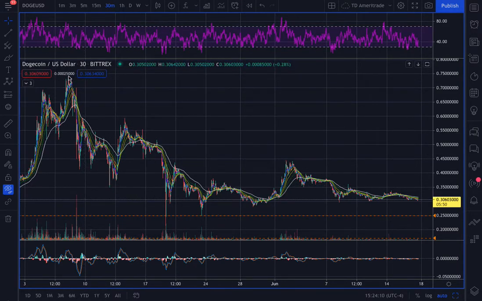So for now, I'm going to turn off all these drawings and see what we can see. This is from the top of the correction. Well, this is from the top, around 74 cents. And then this has been the whole correction so far.